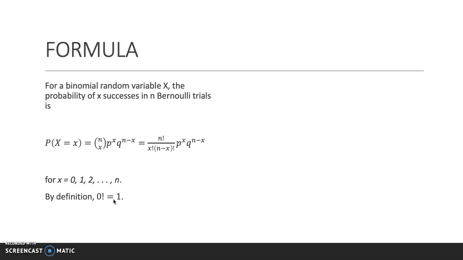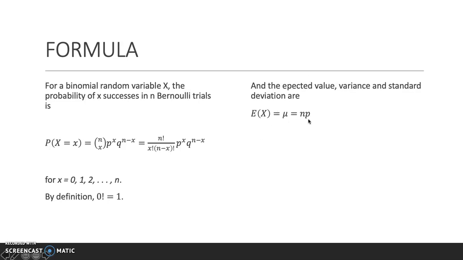And also, we have the formula for expected value, variance, and standard deviation for a binomial probability distribution, given as follows. For average, it is n times p, where n is the number of trials, and p is the probability of success event. And the variance is n times p times q, where q is the probability of the failure event. And the standard deviation is just the square root of the variance.